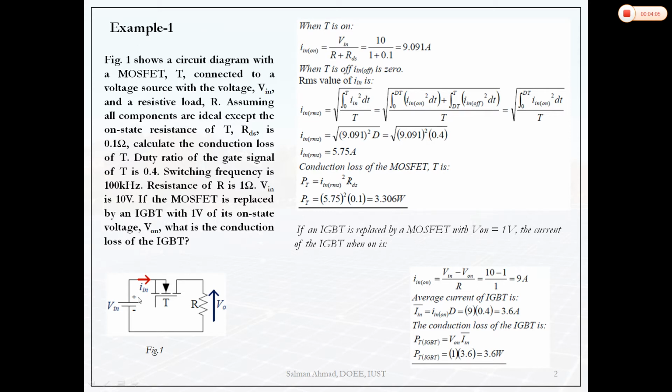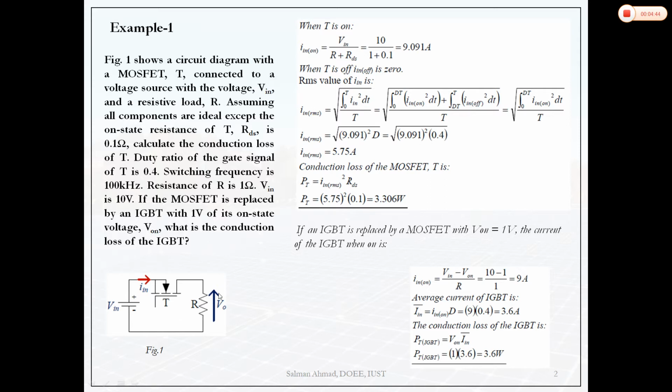Similarly, if this switch T is replaced with an IGBT switch, what will be the power loss? It is given that the on state voltage drop in this switch will be 1 volt. Now we can find the current flowing in this circuit. That will be V in minus V on divided by R. So 10 minus V on, which is 1, divided by R, we get 9 amps current.